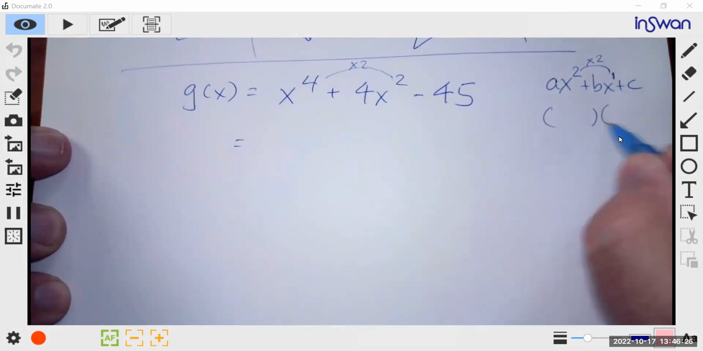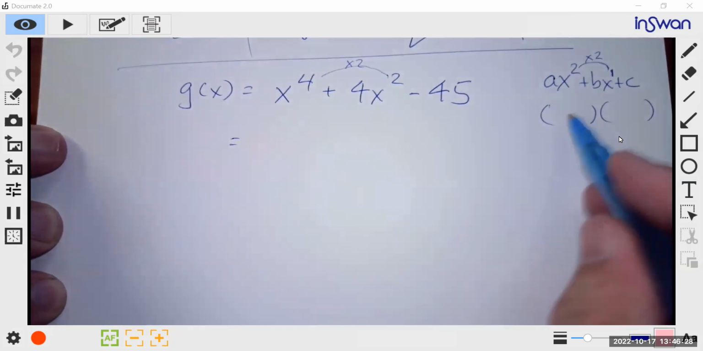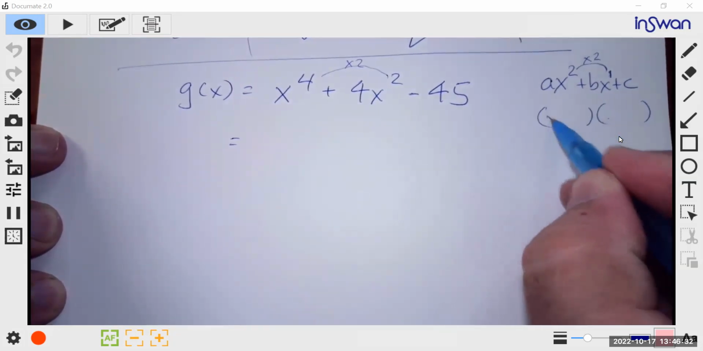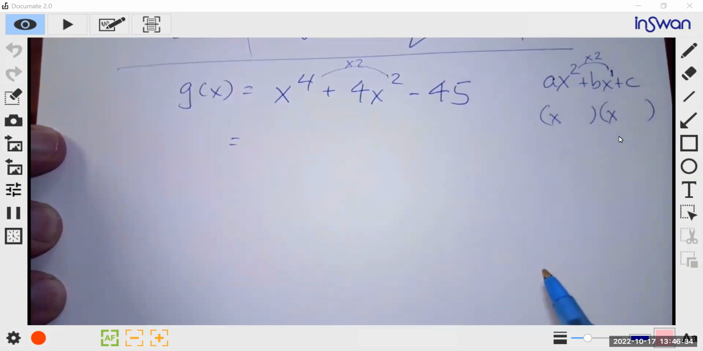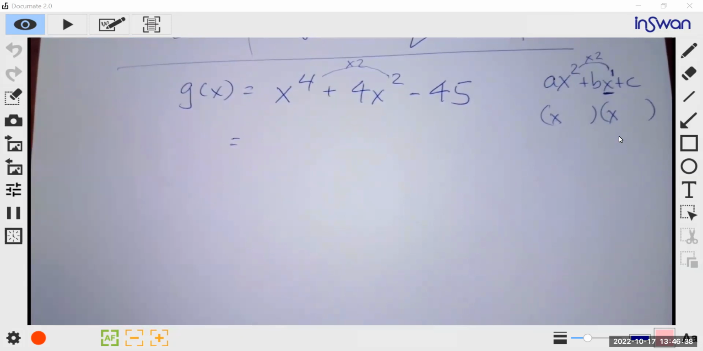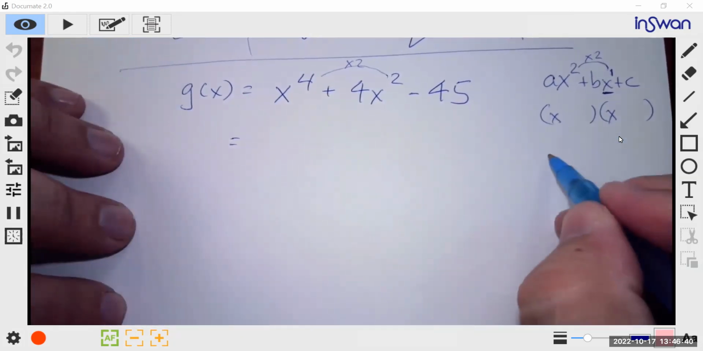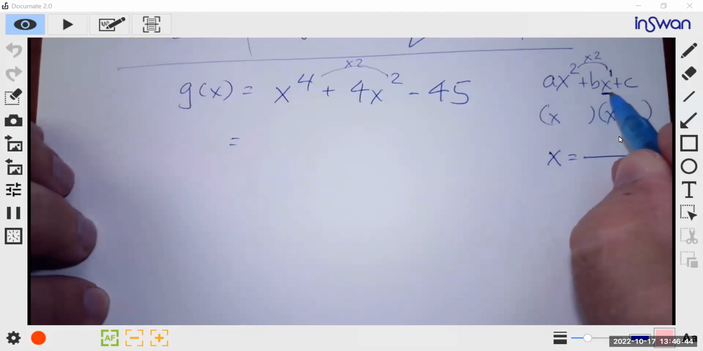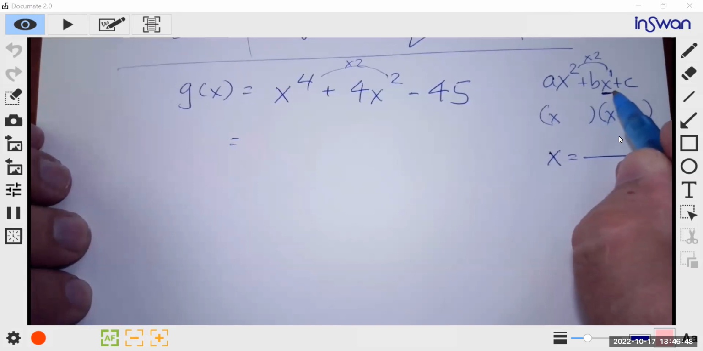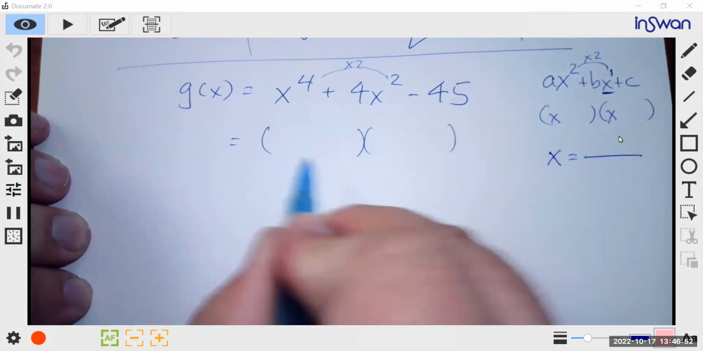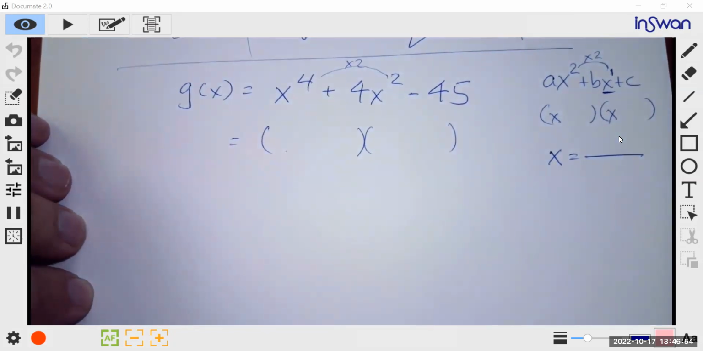When you factor this one out, the quadratic one, what goes here? X and X. It's whatever goes inside your equations, and even the quadratic formula. You always use the symbol of the middle term. It's just X. So with this one, what would go here and here?